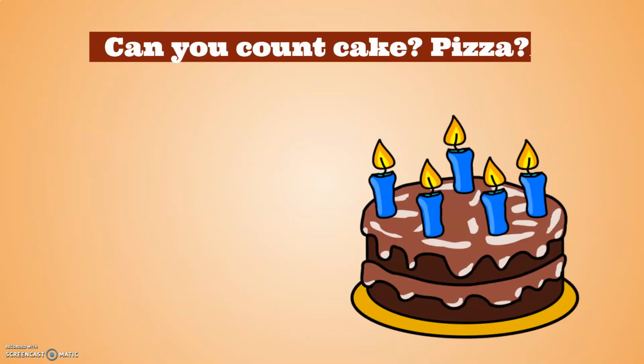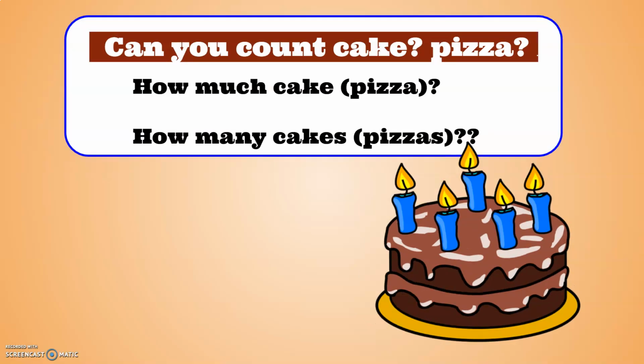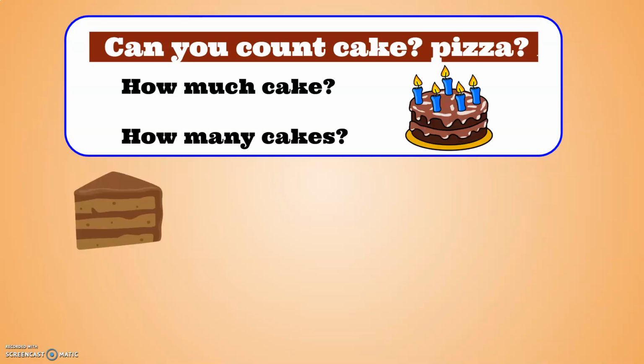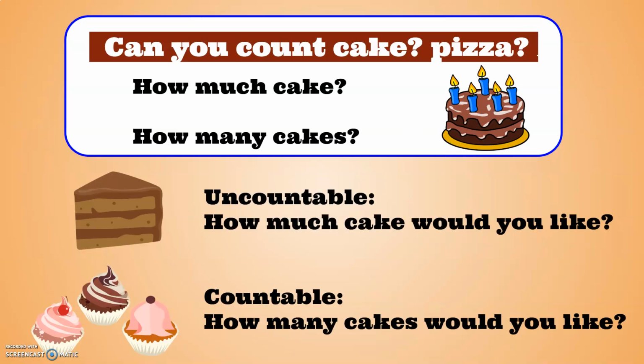Let's look at another example. Cake. And cake is very similar to pizza. It has the same idea. So, how much cake would you like? How many cakes would you like? Or pizzas? So here we have a slice of cake, and we have little cakes. So how much cake would you like? I would like a little cake. I would like a lot of cake, when we're talking about an uncountable piece of cake. If it's countable, like cupcakes here, how many cupcakes would you like? I'd like 3 cupcakes. Or if you're buying big cakes, you could say, yes, I would like 3 chocolate cakes.